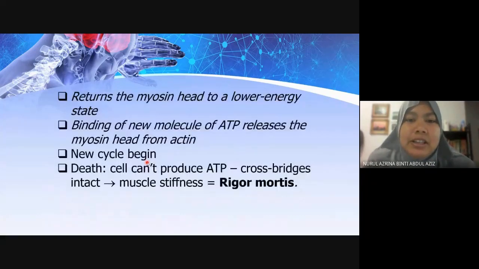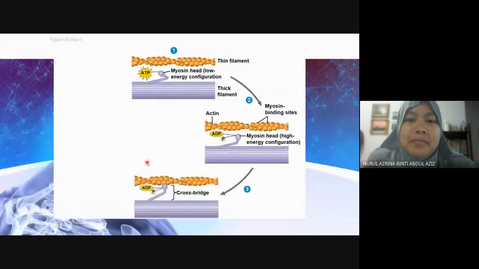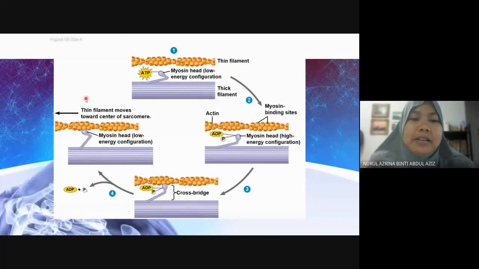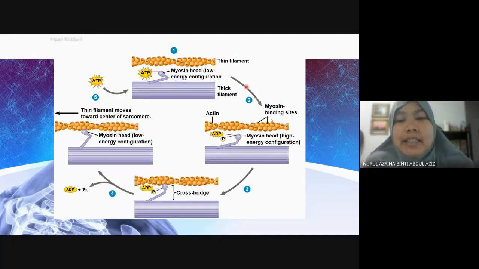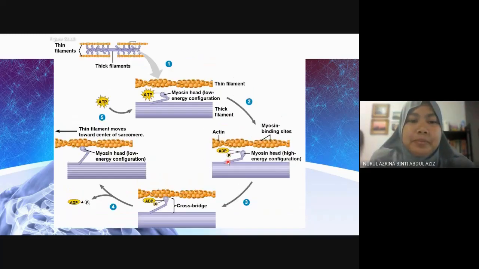Tengok, tengok gambar ni semula ya. Okay, ni tadi myosin head, alright. Ni forming power stroke. It pulls the thin filament towards the center of sarcomere, and then you can see now new ATP binds to the myosin head, and now the myosin head returns to low energy configuration, and the cycle continues. Okay, one more thing.